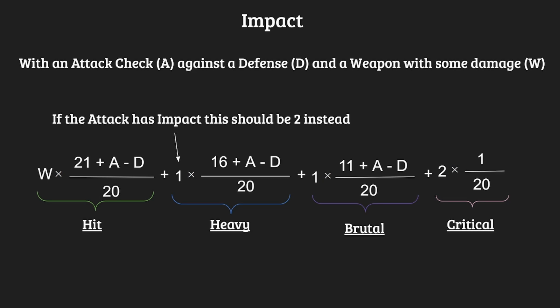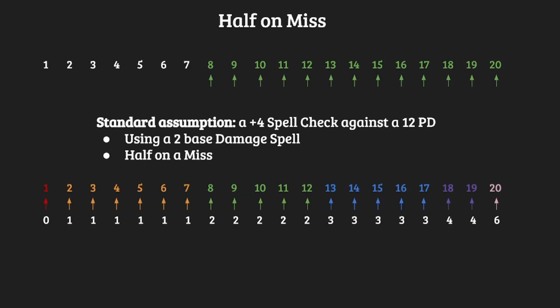Keep in mind that things that are going to buff your base damage, like rage or a rogue's cheap shot, are pretty much the same as just increasing the damage of the weapon. So we can just tie that into that W, the base damage of the weapon I have presented. Okay. What about half on miss though?